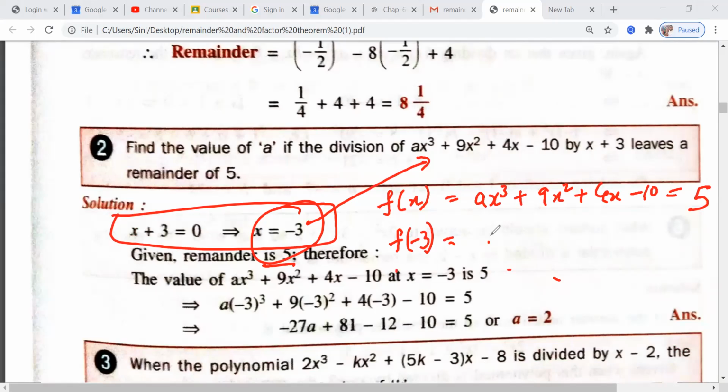Correct? Minus 3 the whole cube is minus 27, so minus 27a. 9 into 3 square, 9 nines are 81. Fine. 4 into minus 3 is minus 12. Minus 10, equal to 5. That's all. From this you find the value of a. Is it clear now?